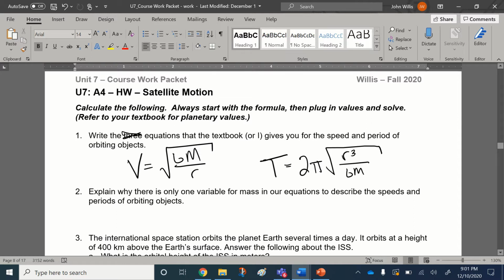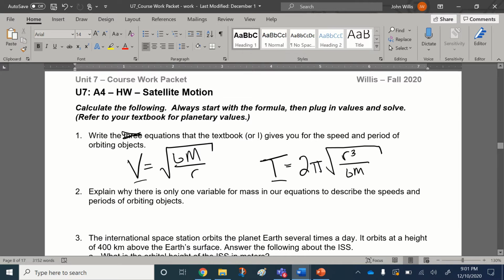So I encourage you to check both of those resources out if you're curious as to where these equations came from. But this is the equation right here for velocity that we're going to use to calculate the speed of an object orbiting something else and the amount of time it takes to orbit that other thing.